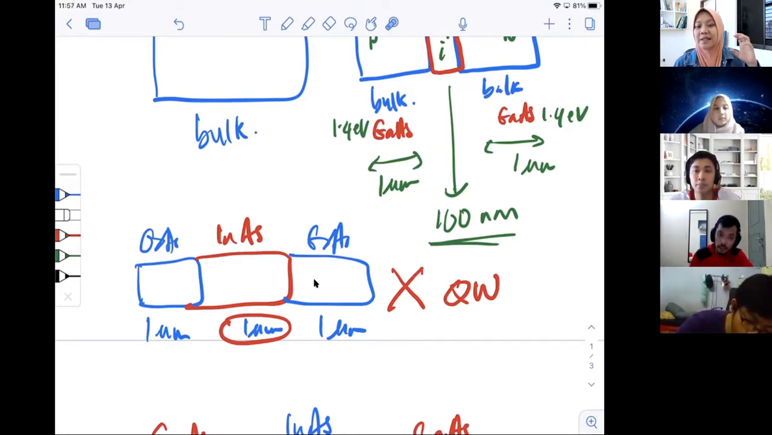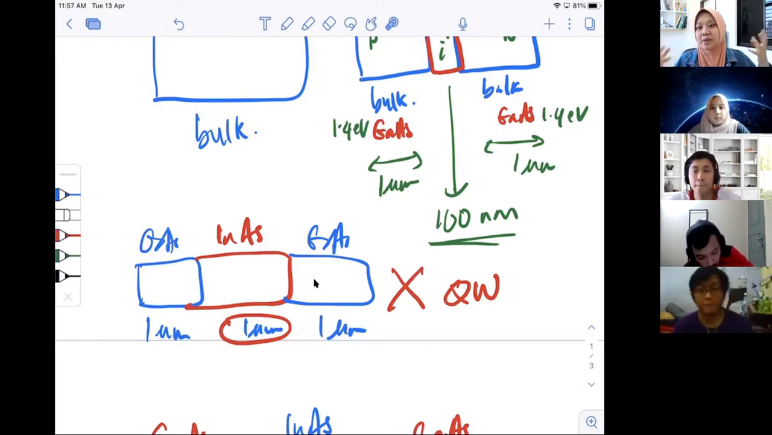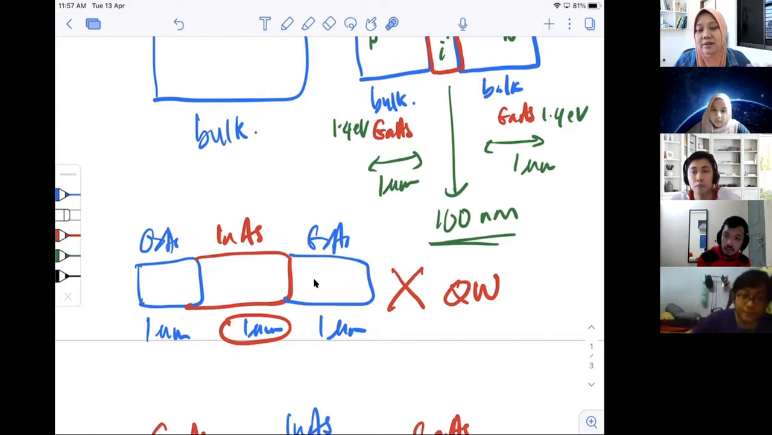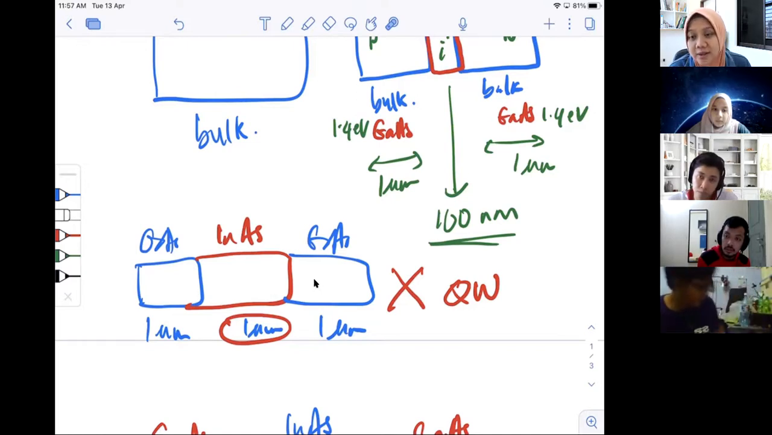So maknanya dia seolah-olah macam quantum well terbesar, heterostructure. Quantum well ni is in 100 of nanometer, dia kecil sikit, tapi drawing dia sama, cuma besarkan dia yang tengah tu. Kalau it is the bulk hetero junction, saya tak kata dia quantum well, but it's a hetero junction.